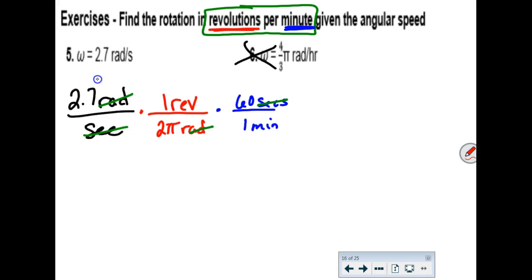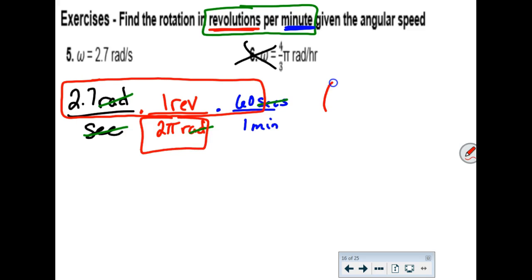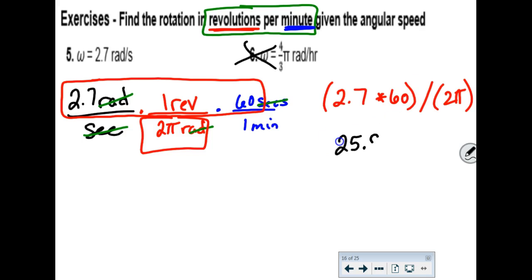So I'm on a roll. Here we go. On your calculator, please. 2.7 times 60, and then you're going to divide it by 2 pi. Now make sure you use parentheses if you're doing this in one step. Even around the 2 pi. The door's shut. All right, so we got, what was it, 25.8? And then it's revolutions per minute. I totally accept an answer with a label of RPM because I know what that means.